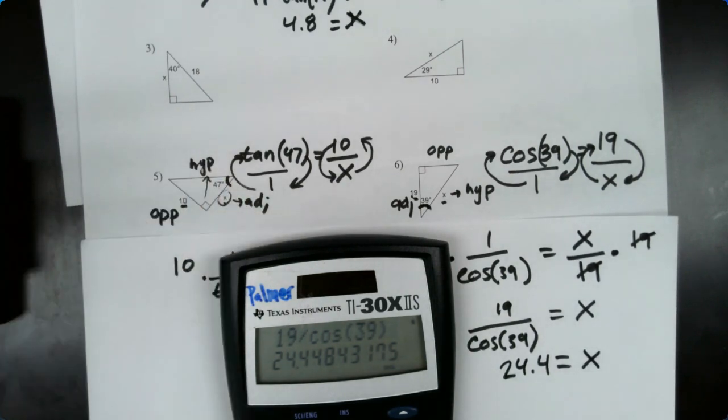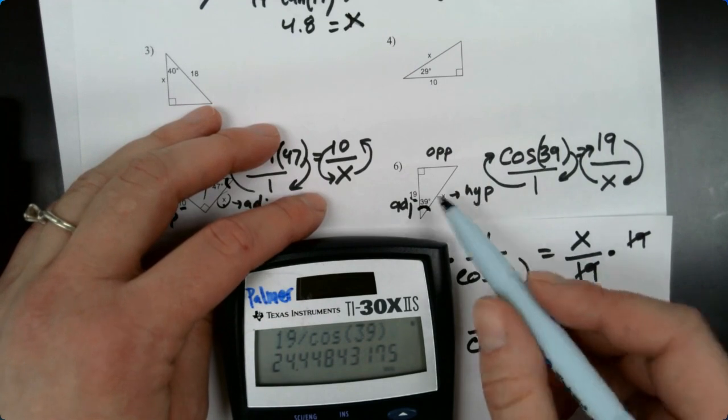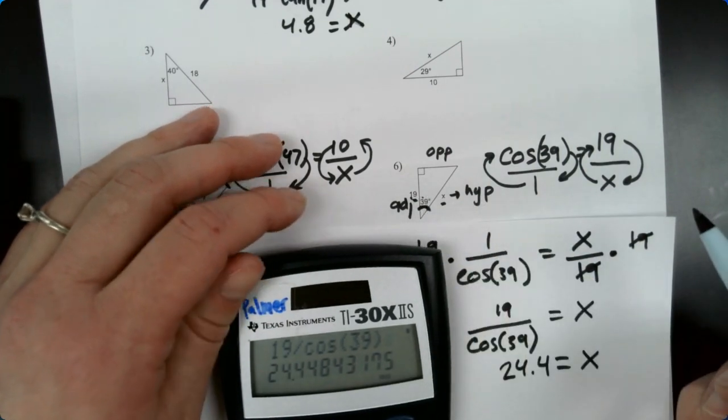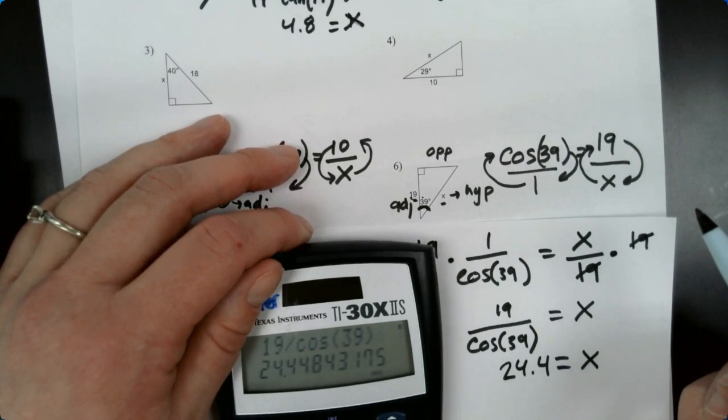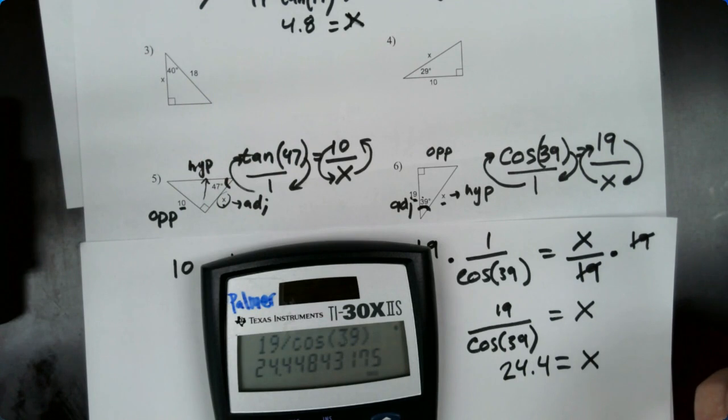So we found the length of side x, or the hypotenuse. And if it's a hypotenuse, we can always check. The hypotenuse should be the longest side. 24 is longer than 19. If it's not the hypotenuse, our side should be less than the hypotenuse. Hypotenuse should be the longest. So that's one way to check.